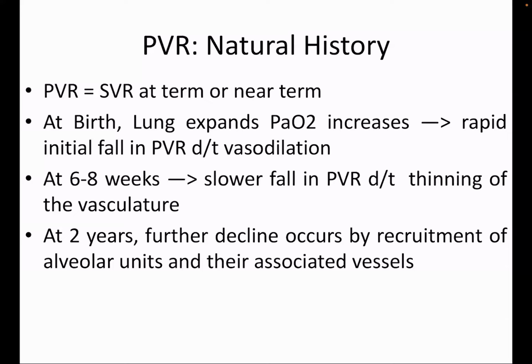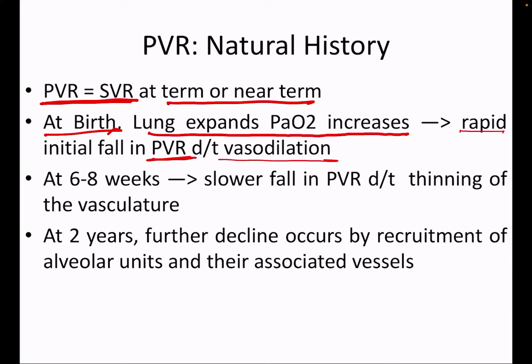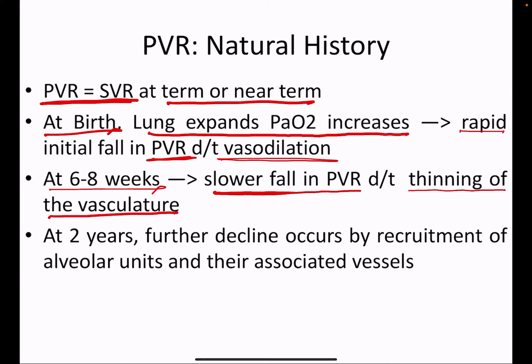Okay. So at term or near term, the SVR and the PVR are matched. Mostly they are equal. At birth, when the baby breathes in, the lung expands and the arterial oxygen increases, and there is a rapid fall in the PVR due to vasodilation. Then again, at 6 to 8 weeks, there is a slower fall in the PVR due to thinning of the vasculature. This is due to modification of the vasculature with subsequent changes.